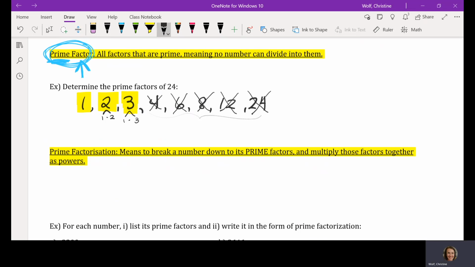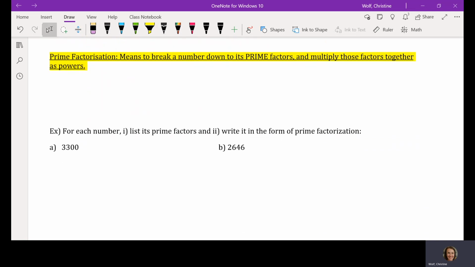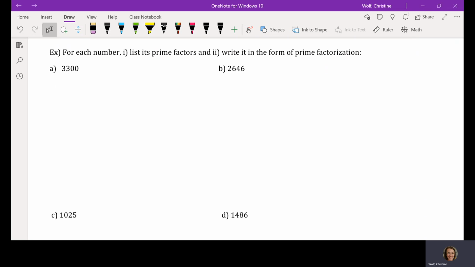All right, next. Prime factorization. So this is what we're going to get into next. This is kind of the bulk of the lesson. Prime factorization means to break a number down, completely break it down to its prime factors, and then multiply those prime factors together as powers. Okay, that sounds super complicated. I'll show you an example and you'll realize just how easy it is, okay?